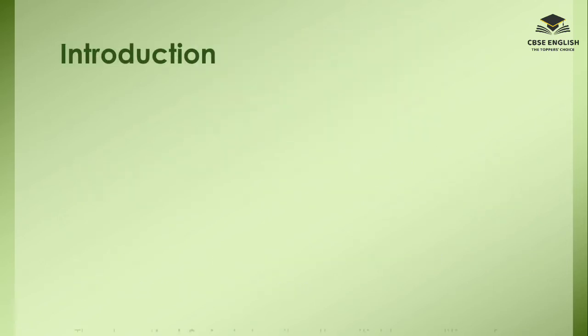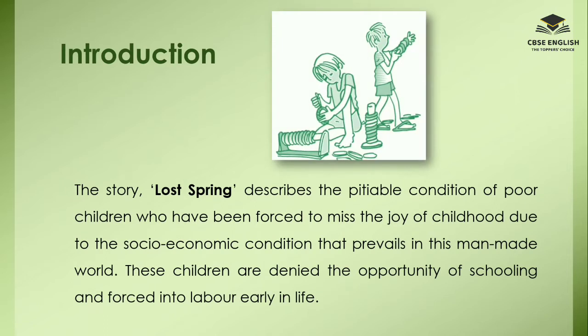Introduction to this lesson. The story Lost Spring describes the pitiable condition of poor children who have been forced to miss the joy of childhood due to the socio-economic condition that prevails in this man-made world. The children are denied the opportunity of schooling and forced into labor early in life.